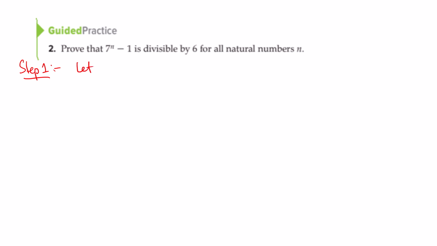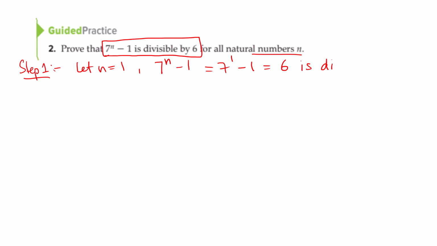So step 1, let n equal to 1. Let's check 7 to the power n minus 1. This is the mathematical statement: 7 to the power n minus 1 is divisible by 6 or not. We have to check for all natural numbers n. So if I put n as 1, this whole thing becomes 6, and definitely 6 is divisible by itself. Therefore, the mathematical statement becomes true for n equal to 1. So step 1 complete. Move to step 2.